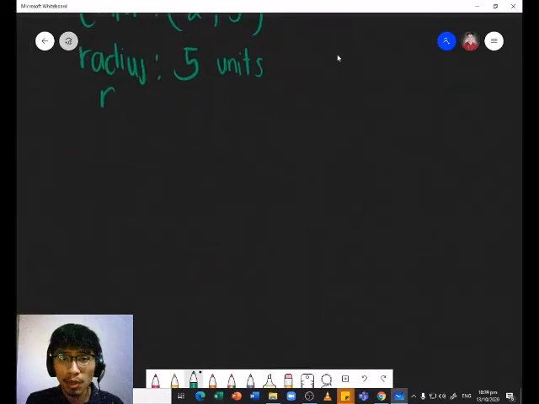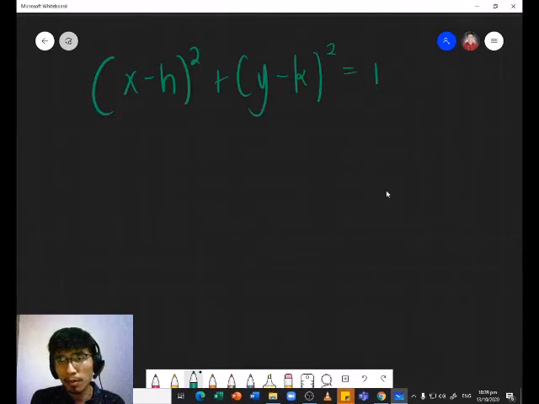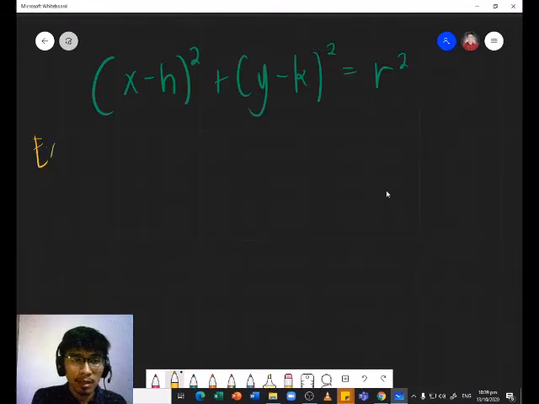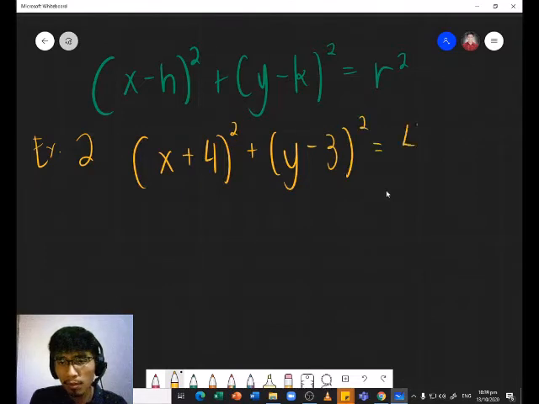Let me show you another example here to really picture what I am trying to say. So again, what is my center radius form? That is (x - h)² + (y - k)² = r². So I'm going to write another example here. This is now example number 2. What if my center radius form is (x + 4)² + (y - 3)² = 49? Okay, so that is my example number 2.